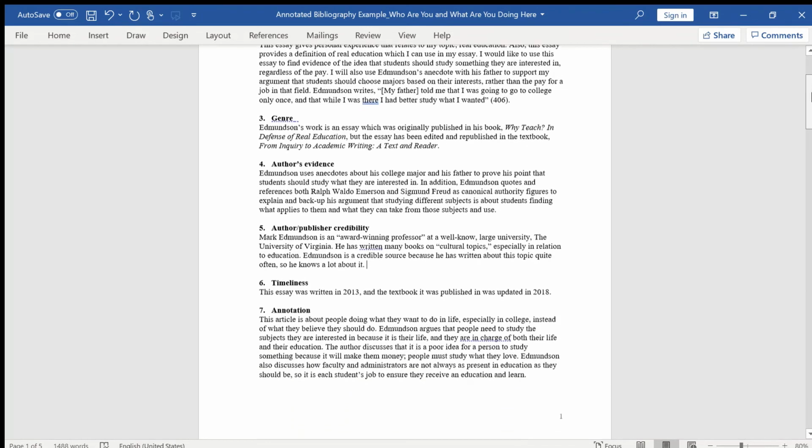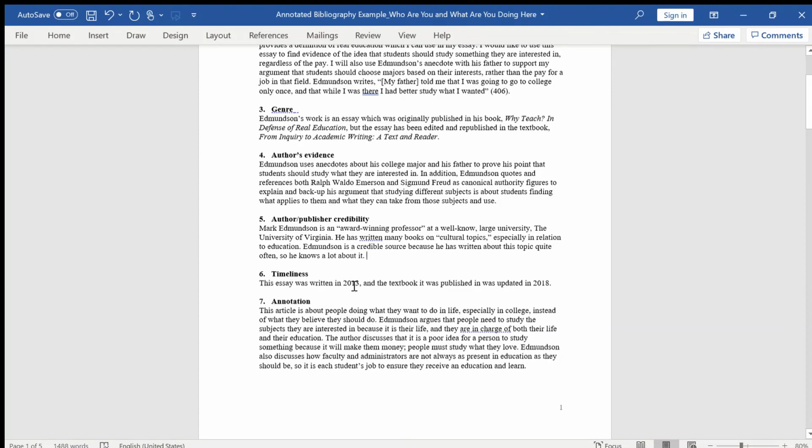Down here we've got timeliness. This essay was written in 2013 and the textbook it was published in was updated in 2018. And we need a little bit more explanation here since technically the essay is out of date because it's over 5 years. It's still in the 10-year range, so it's not bad, but we might need a little bit of explanation in there. And last, our annotation.